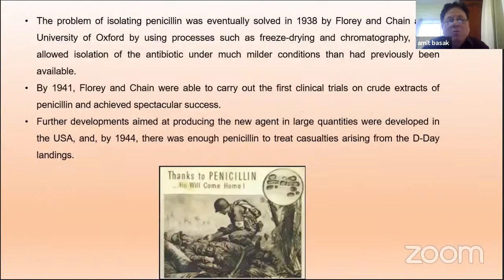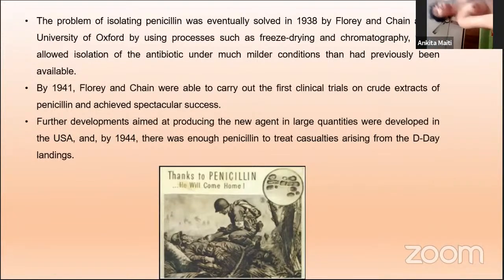Then what happened? World War started in 1939, and there was a renewed effort that the world should come out with the discovery of some very good antibacterial agents. Because Prontosil, which was developed by Paul Domingue, was not serving the purpose. Okay, we need a better molecule.